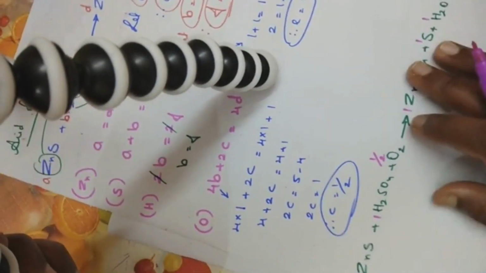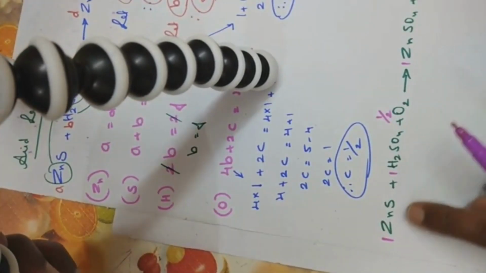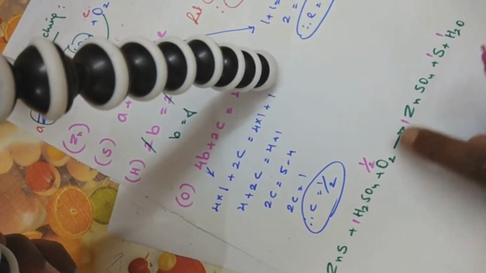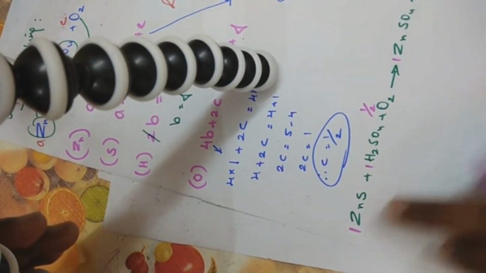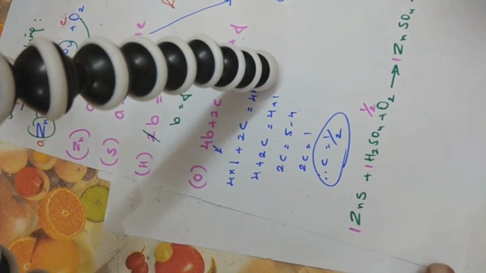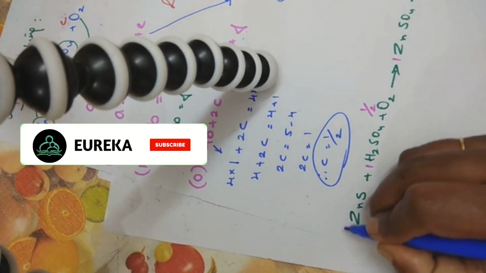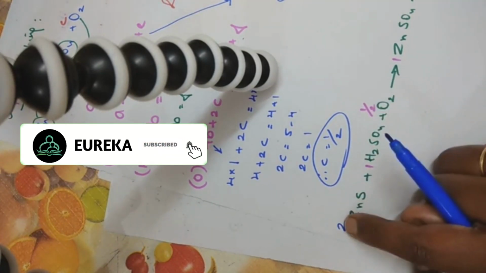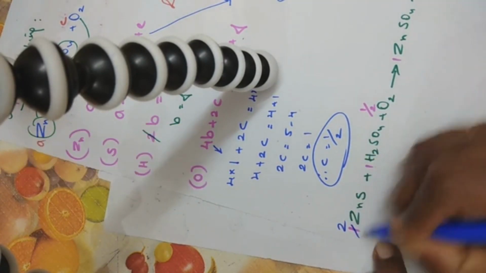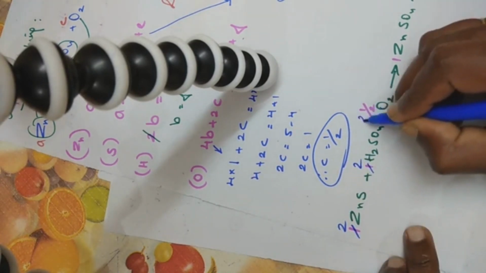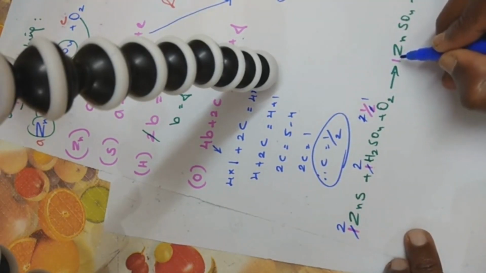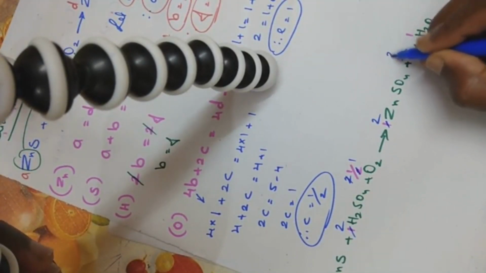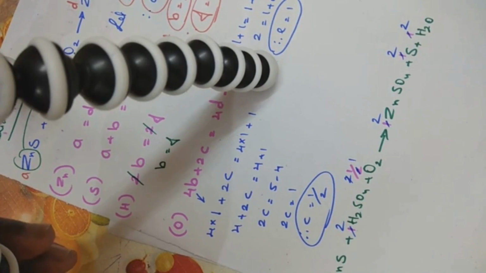Now, as I told you in the previous video, what's my denominator? The remaining terms are all whole numbers. Only C has the denominator 2. So, multiply the whole equation by 2. Here I will get 2, so 1 into 2 will be 2. Again 1 into 2 will be 2. Now 2 and 2 will get cancelled, so I will get 1. Here again 1 into 2 will be 2, and again 1 into 2 will be 2.